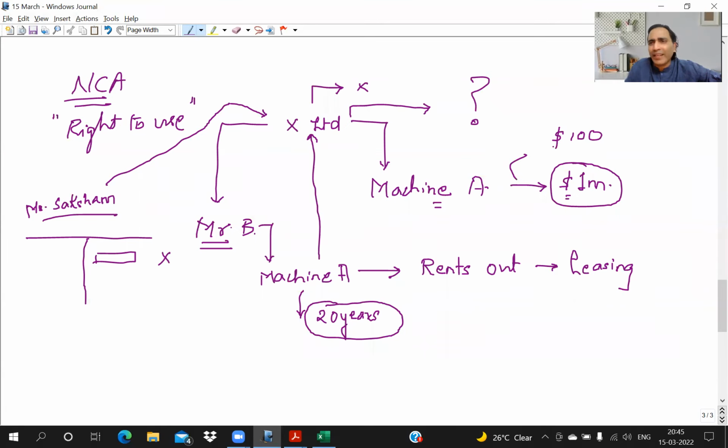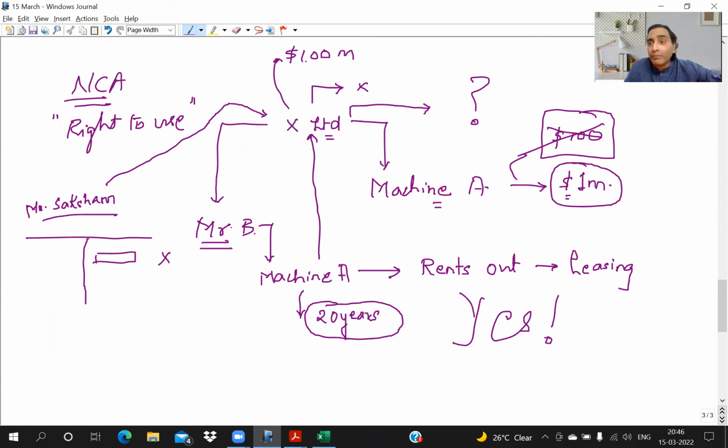Now, can X Limited say, okay, forget about this, will not show this $100 machine at all? Is that okay? Will your financial statements be relevant? Yes. Now they will be relevant. Why? Because this $100 as an amount is not material for X Limited. Turnover of X Limited itself is $100 million. For a $100 million company, $100 is nothing, negligible. The rounding off itself happens in 100,000. So $100 is nothing, right? You can ignore it fully.